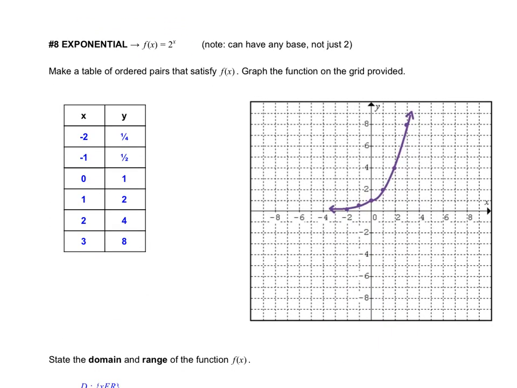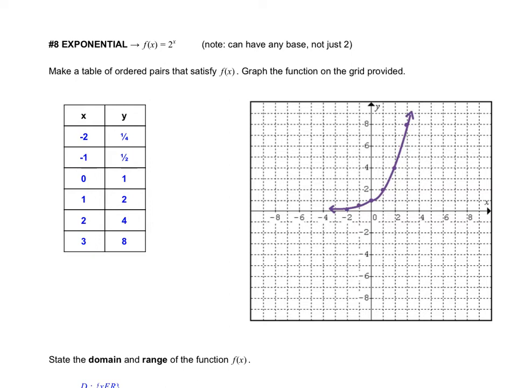Now let's go to the exponential. Now for the exponential base function, I have 2 to the power of x. But that base can be anything. You can have 3 to the power of x, 5 to the power of x. And in that scenario, you'd kind of have to create a table of values in your head to get the base function going. But we will do the base function for 2 to the x.